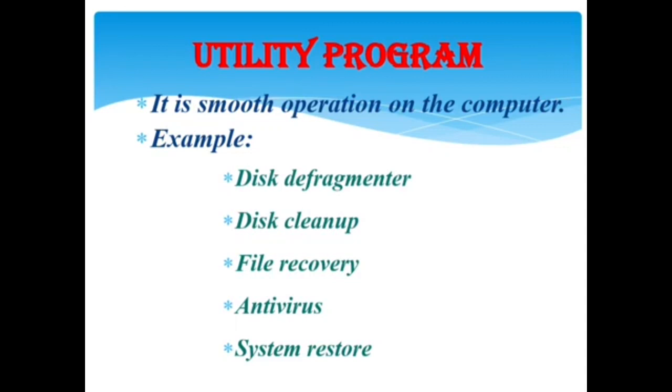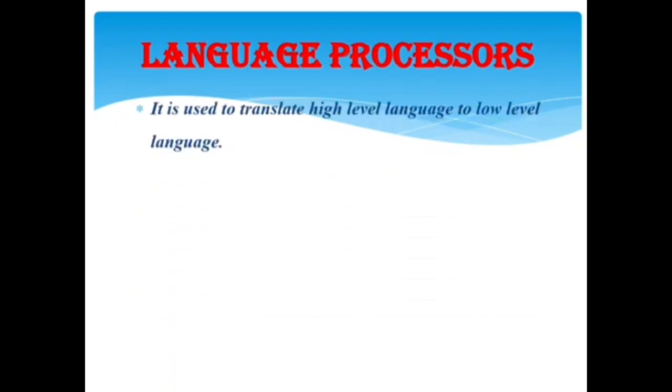So it is a smooth operation. That means it cannot delay, the computer will work smoothly. Okay, the next one is language processor. Language processor is also an intermediate for the machine only. It is used to translate high level language to low level language. Low level language here means machine language.